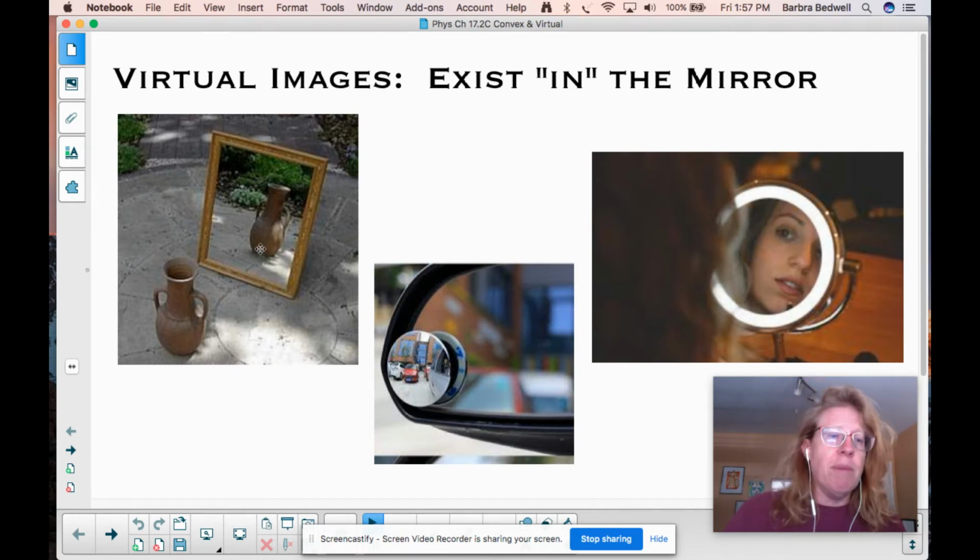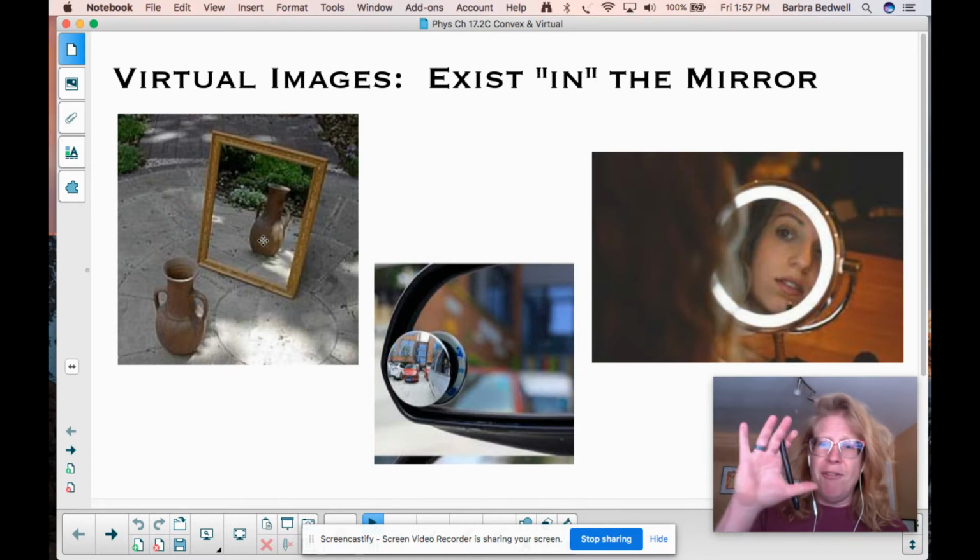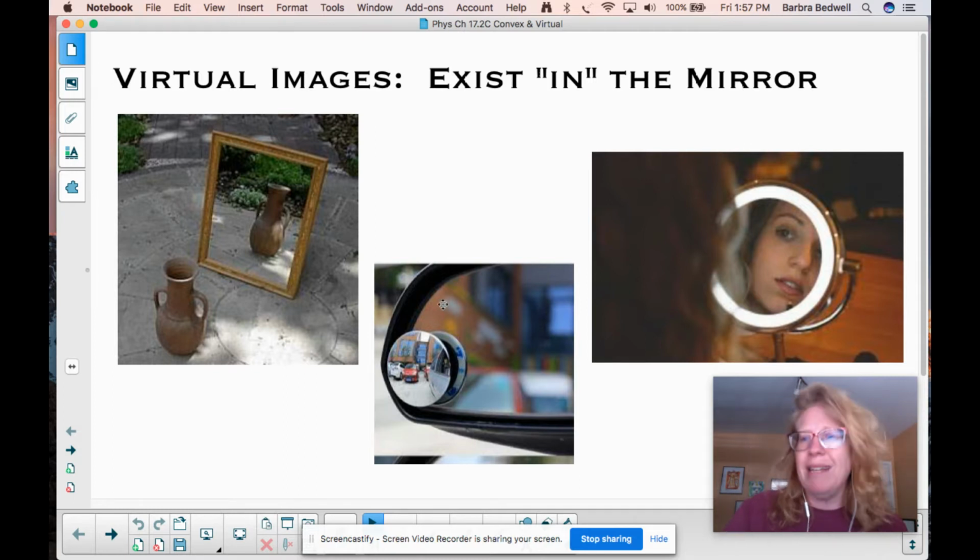All of the images produced by plane mirrors are virtual images. You can't project a flat mirror image onto a screen. That image of that vase only exists behind the mirror, inside the mirror. But convex mirrors also only produce virtual images, and concave mirrors can produce virtual images as well.